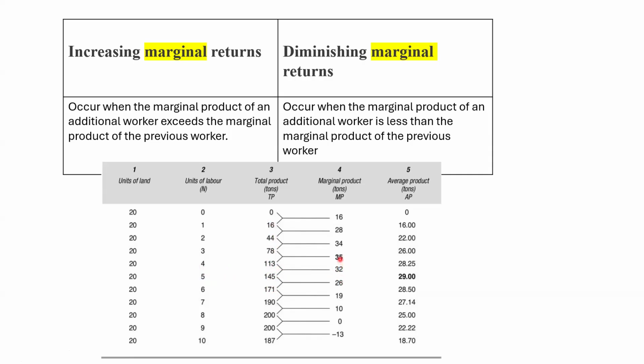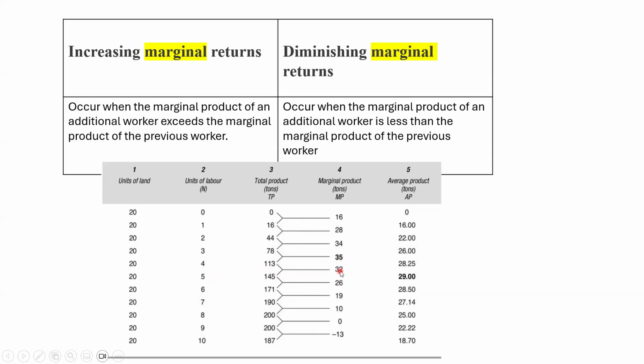Because by employing the previous worker, the 4th worker, we're able to get an extra output of 35 units. So when we employed the 5th one, we thought we're also going to increase our marginal product, but rather our marginal products are decreasing from 35 to 32. Do you think at this point we should continue hiring more labor?